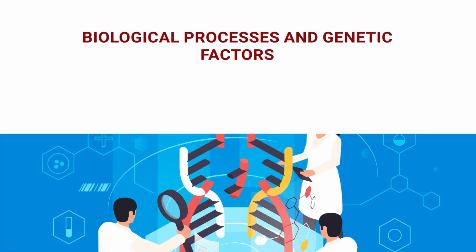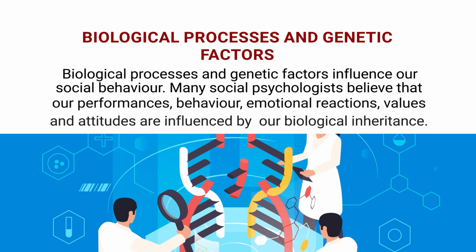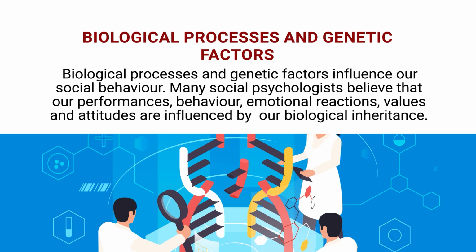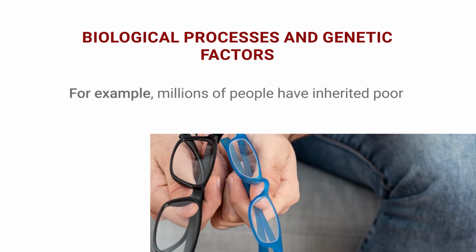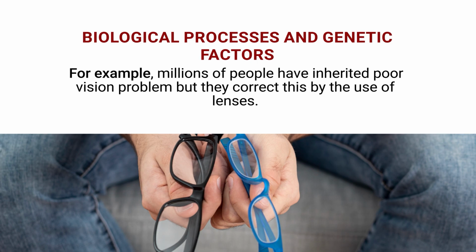Coming to the next, fifth category, dear learners, these are called as biological processes and genetic factors. Biological processes and genetic factors have been shown to influence our social behavior. Many social psychologists firmly believe that our performances, our behaviors, our emotional reactions, and even our values and attitudes are influenced by our biological inheritance. Social psychologists assume that every aspect of social behavior is open to change. For example, millions of people have inherited poor vision problem, but they can correct this by the use of lenses and spectacles.